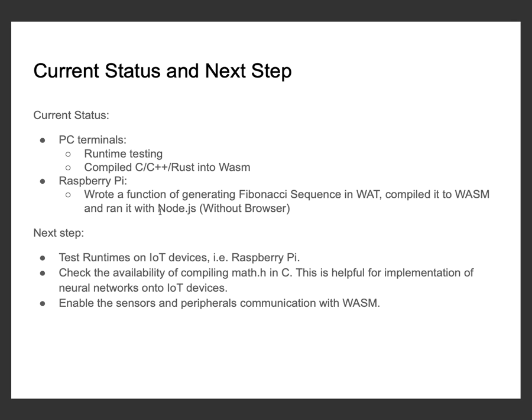So currently we tested the PC platforms, like the Mac, also Ubuntu and Windows. And the Raspberry Pi, we tested some functions on Raspberry Pi, and there are only a few runtimes that support Raspberry Pi right now. So the next step will be, like I said, we try to convert some basic functions in math.h from our C code to WASM and see if our conversion will work on the runtime. That's basically pretty much it.